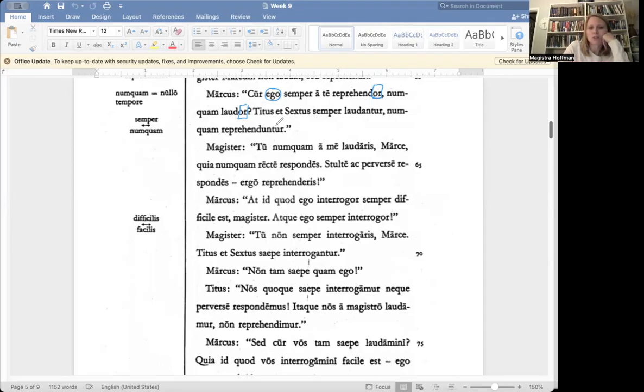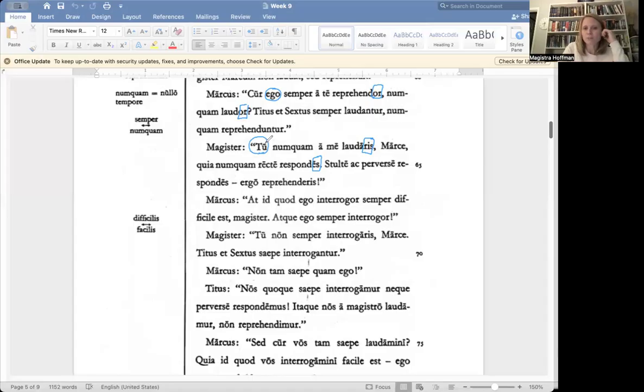Now we're familiar, you already know how to translate this. Let's just see what the next new ending is. You can pause it and translate this sentence in between. But notice here we have the teacher saying, "Tu numquam a me laudaris, Marce, quia numquam recte respondes." Okay, so now we know this one, don't we? Respondes, this is a present active with that S on the end. And we've got this tu here for emphasis.